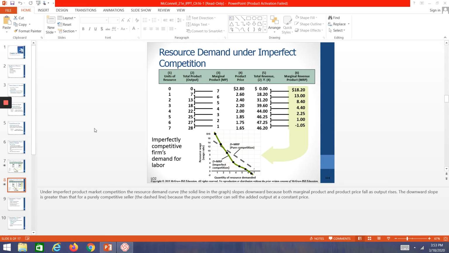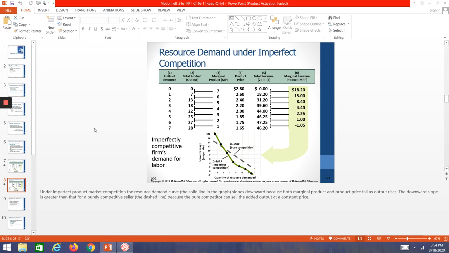So we are going to look at the $2.60 times 7 units produced. That means a total of $18.20. 13 times $2.40 is $31.20. 18 units times $2.20 is $39.60. And 22 units times $2 is $44, and so on. Now, look over in your right-hand column, marginal revenue product. That is what a worker brings to total revenue. So the first worker brings $18.20, second worker $13, the third worker $8.40.